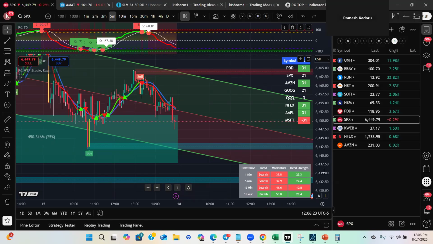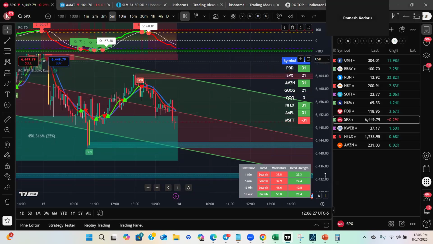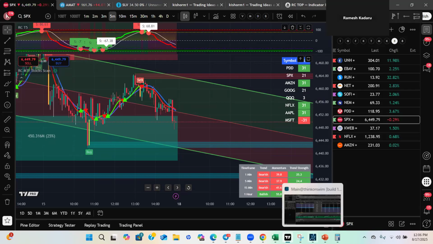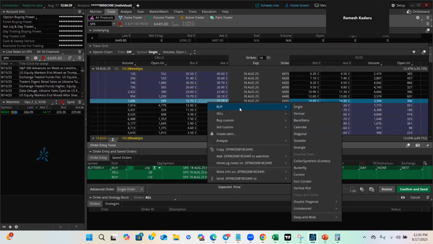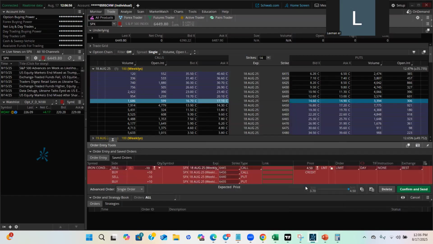Can you show in Thinkorswim one more time how to make these transactions for a butterfly or iron condor? Yeah, you just go here. If you want to do a butterfly or an iron condor, if you are bullish, you select buy, and you select iron condor, or you select butterfly if you are bullish. If you are bearish, you select sell and you do iron condor or butterfly. So you are collecting a credit.